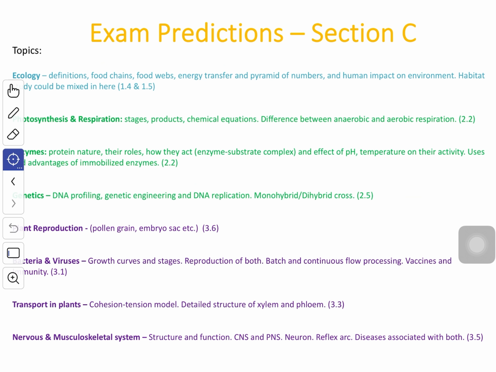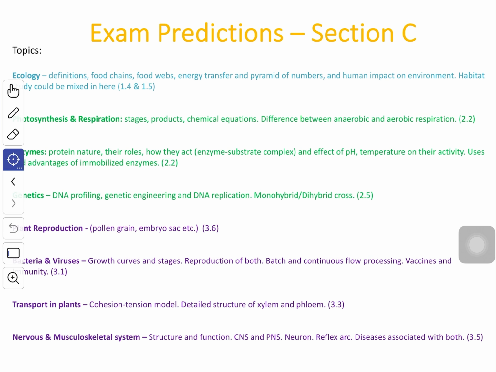Now for section C, again, ecology appearing here would not be a surprise because it tends to come up most years. So your definitions, your food chains, food webs, energy transfer diagrams, the pyramid of numbers, limitations of the pyramid of numbers, and the habitat study could be mixed in here. Photosynthesis and respiration, so the stages, the products, chemical equations, the difference between anaerobic and aerobic respiration.